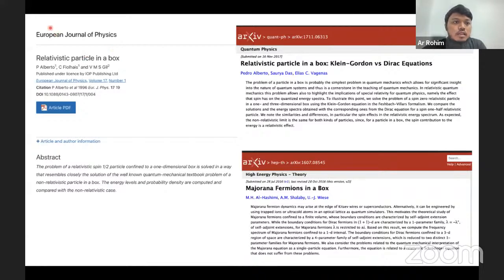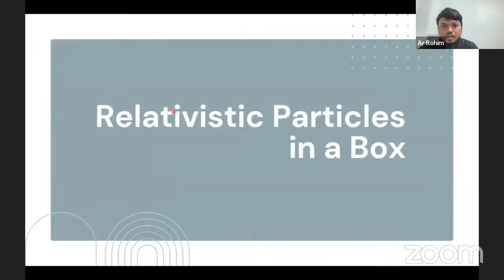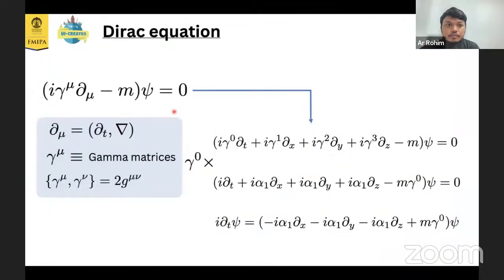Today I will start by discussing this topic, focusing on relativistic particles in a box, because in the previous sessions we discussed the non-relativistic particle in a box. We solved the Schrödinger equation for a particle confined between two infinite potentials. Okay, so we will start.